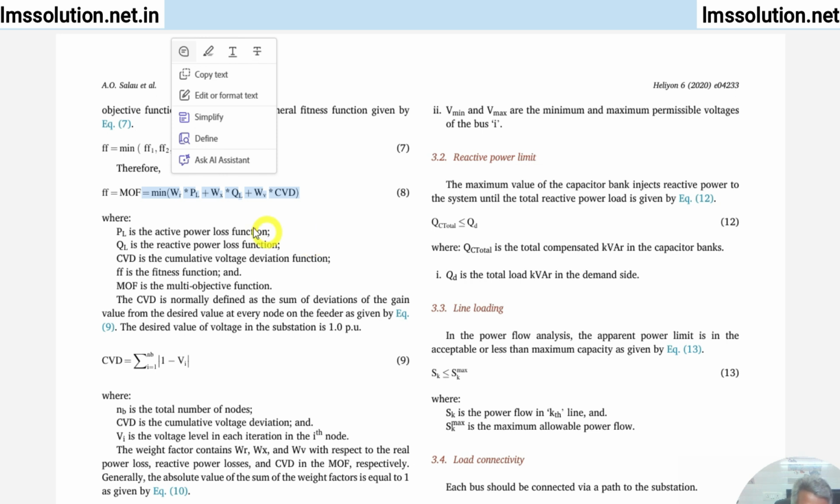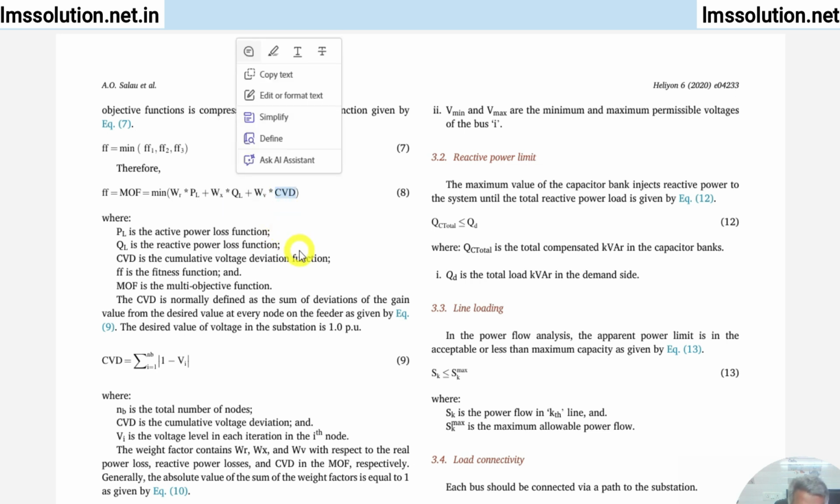So for that they are taking the loss, right? Real power loss, reactive power loss and then CVD. Okay, so CVD is nothing but the voltage deviation. Okay, so the deviation will be calculated like this: 1 minus Vi. So Vi is nothing but the bus voltage at each bus in the 33 bus system. Okay, so PL is the active power loss and QL is the reactive power loss.